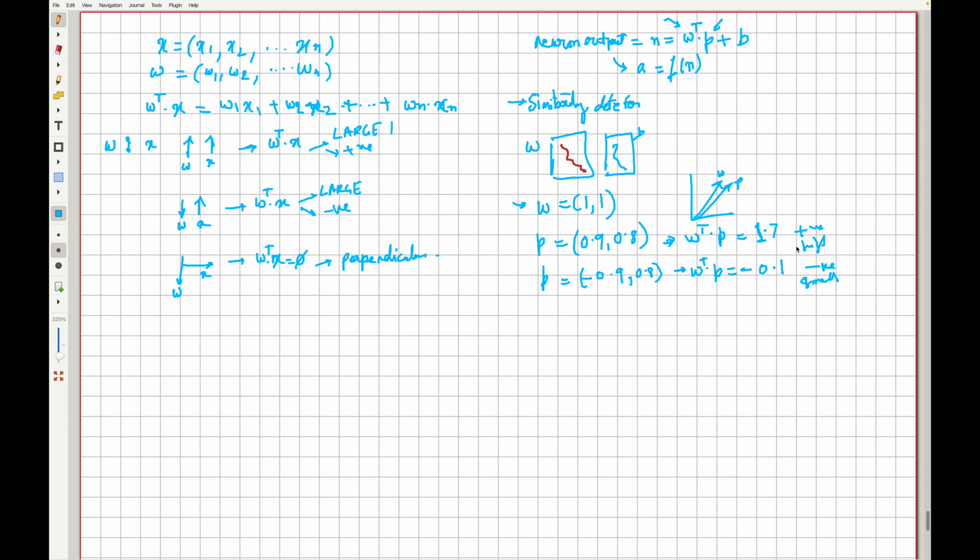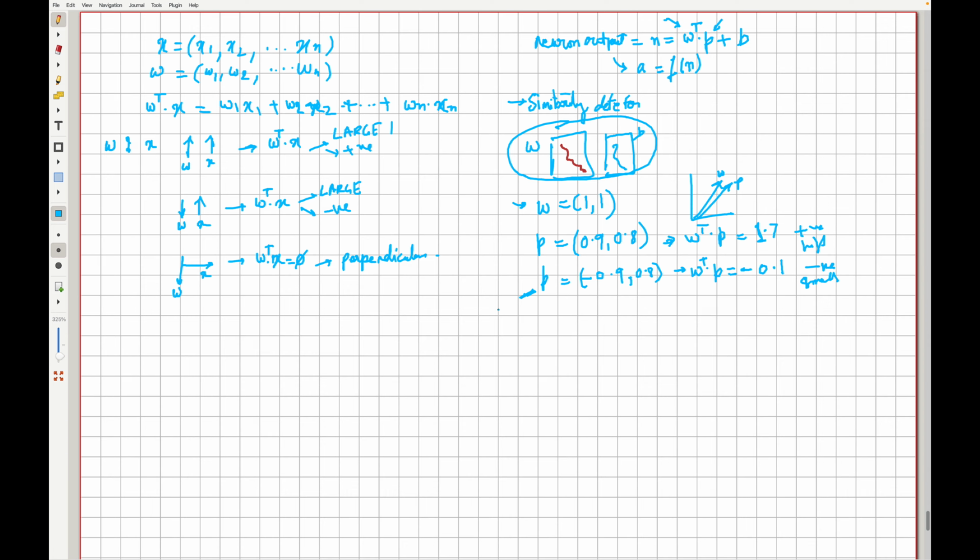So that tells us that this vector p in this case is not similar to w. So neurons act as pattern matchers, and they do so by using dot products. So that's one intuition there.